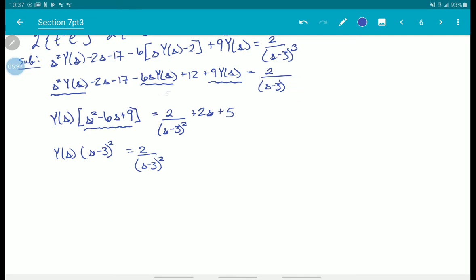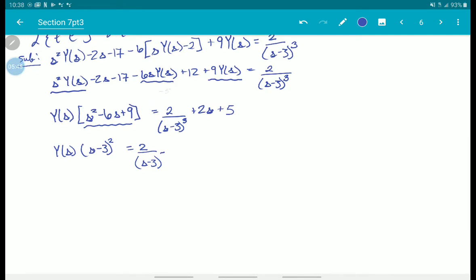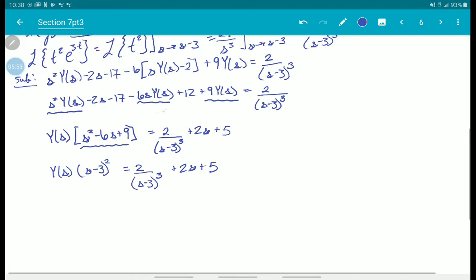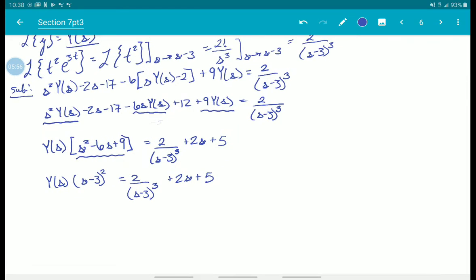Nope. The exponent on this, remember, is a 3. That's a miswrite. Let me correct that. Just to draw your attention to that, we had a cubed over here when we found the Laplace of t squared e to the 3t. So that cubed has to stay here. I just followed it down.